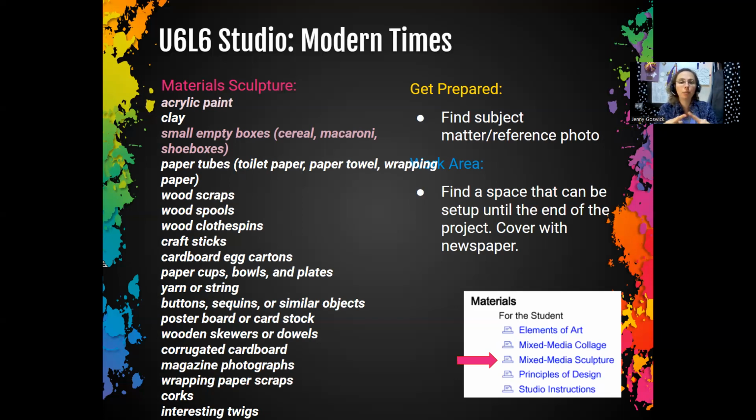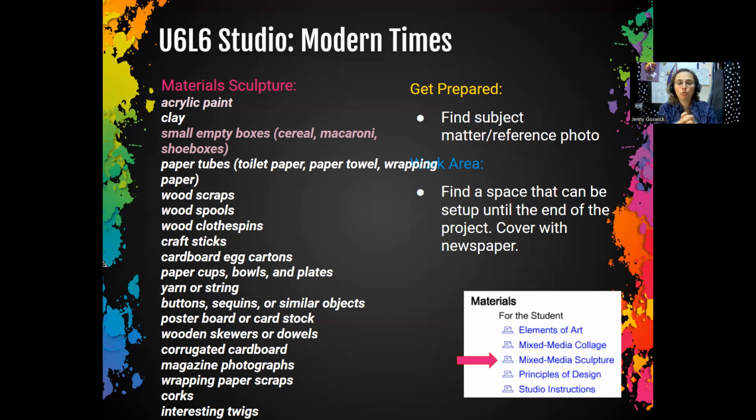Paper tubes like toilet paper rolls or paper towel rolls, wrapping paper tubes. Often those tubes become helpful in something like this. Wood scraps, wood spools, wood clothespins, any little wood items that you can incorporate would be fun. Craft sticks. I've seen people use cardboard egg cartons as interesting textural elements to add into their assemblage sculptures. Paper cups, bowls, and plates, yarn. You can also use plastic silverware and things like that. Yarn, string, buttons, sequins. Those are similar to our collage part. You can still use those here in a sculpture.